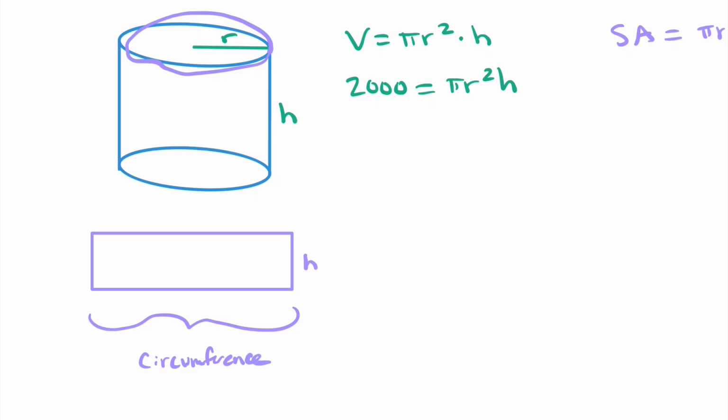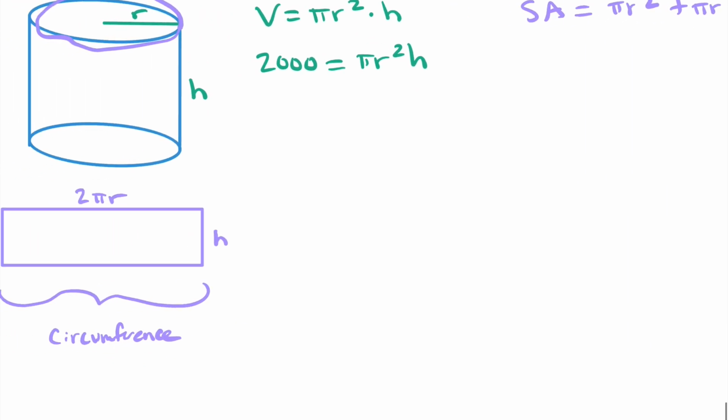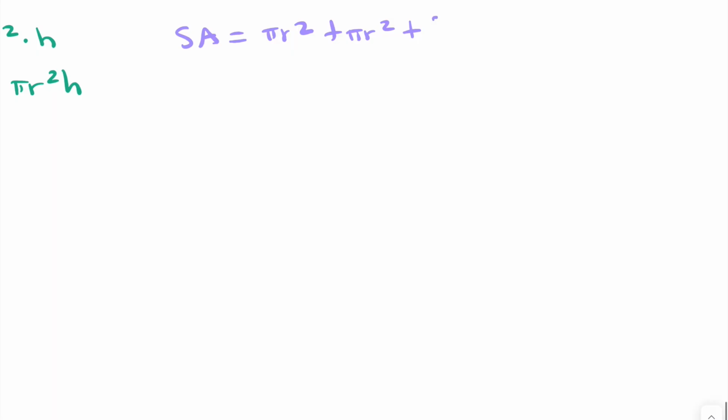Circumference, it doesn't look that great, but circumference is 2 pi r. So the area of this particular space is 2 pi r times h. So we have 2 pi r h. We can clean up surface area to be 2 pi r squared plus 2 pi r h. Obviously, we can factor this a little bit if we wanted to.